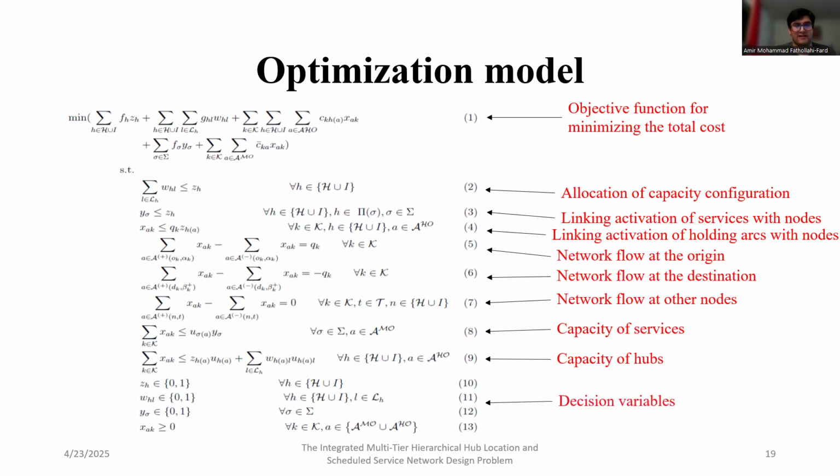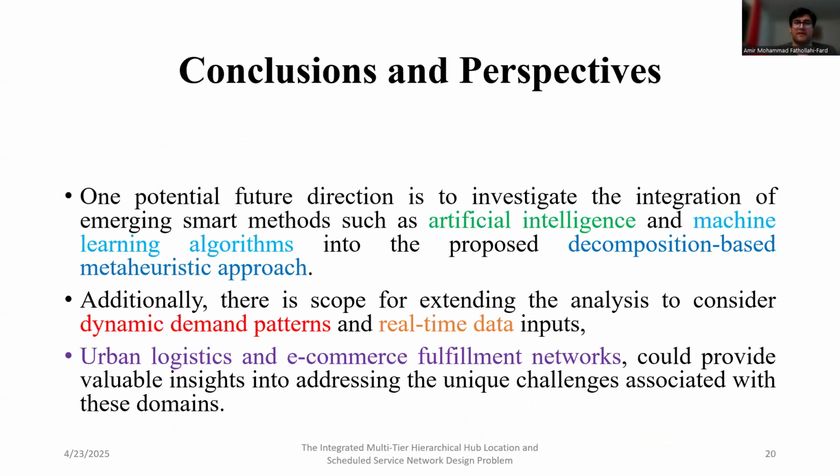And finally, there are decision variables where we have 3 types of binary variables, and also an integer continuous variable for demand flow. So this is our mixed integer program.